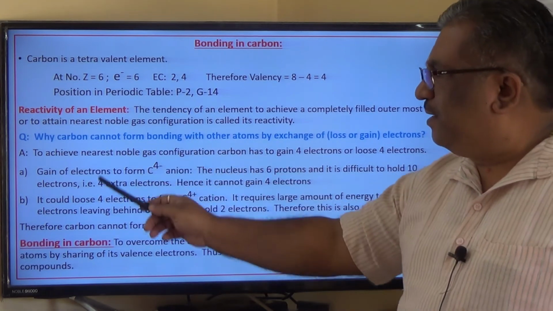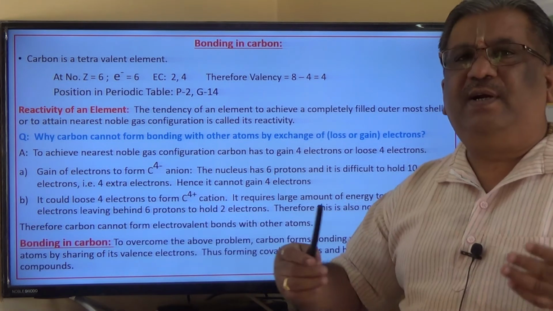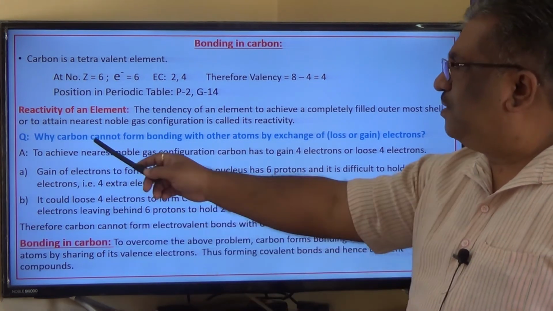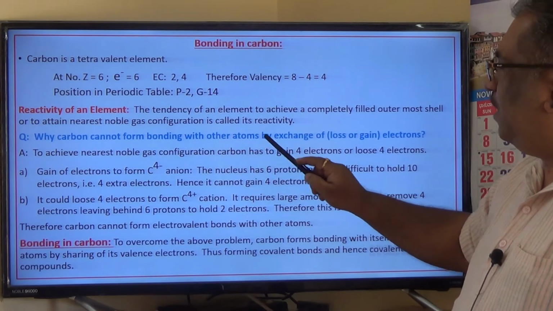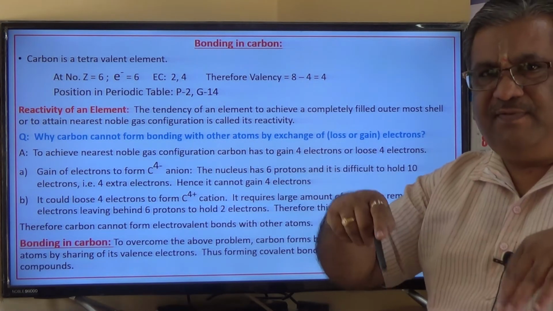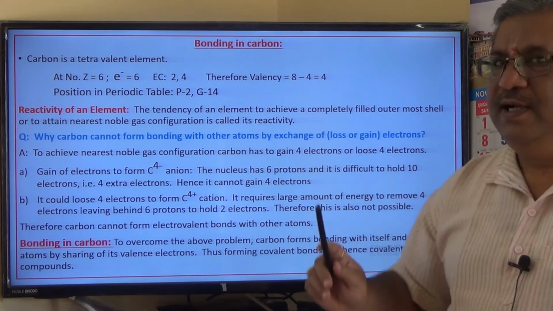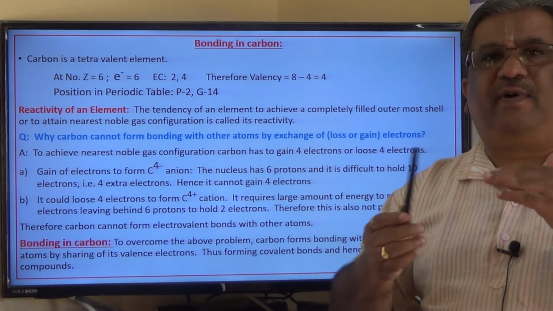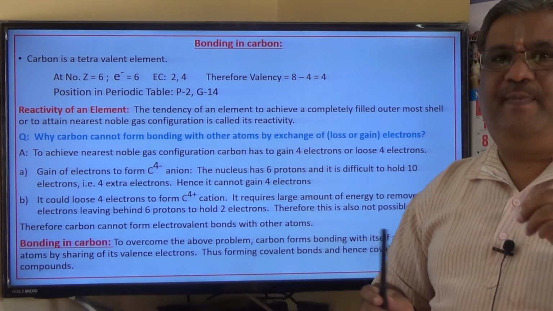We'll understand that concept by means of a question here, which can appear in the exams also. What is the question here? Why can carbon not form bonds with itself or with other atoms by exchange of electrons, that is, either by loss of electrons or gain of electrons? Listen carefully and read the PPT carefully, very important.